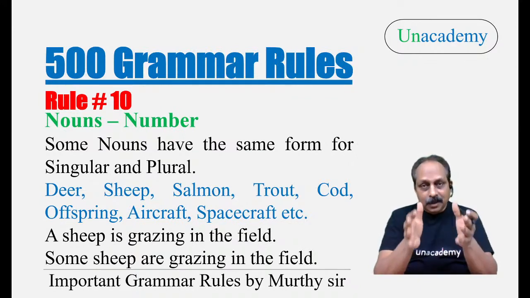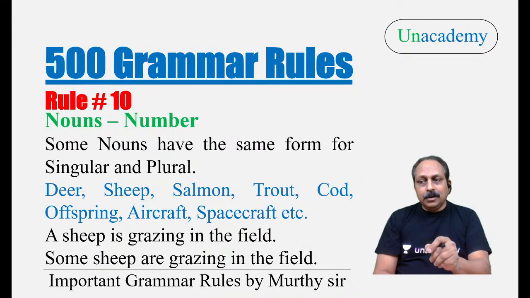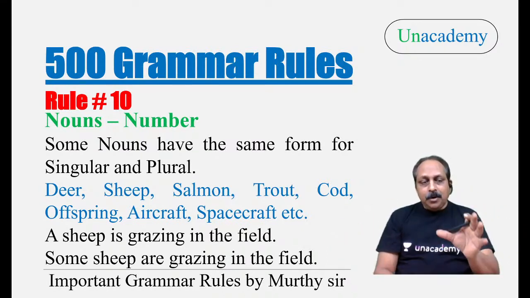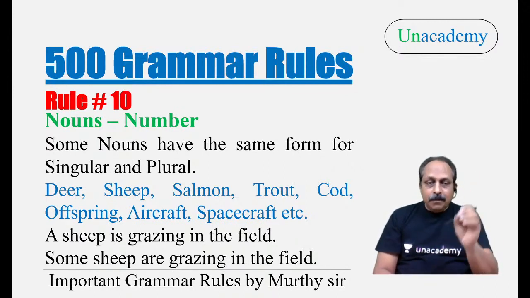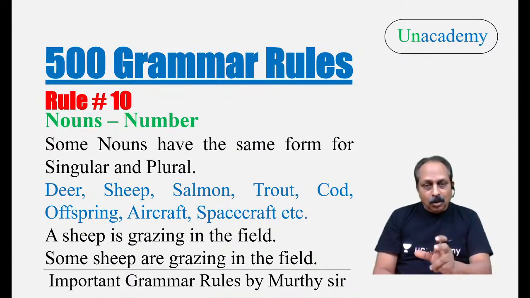But English has rules, English has exceptions. Now, these rules go with exceptions. Listen very carefully to rule number 10. Some nouns have the same form for singular and plural. Usually, nouns, singular form is different, plural form is different. But some nouns have the same form, singular or plural, we should use the same form. First, you have to learn the rule, then you have to memorize the examples. What are the examples? Deer, sheep, salmon, trout, cod, offspring, aircraft, spacecraft.